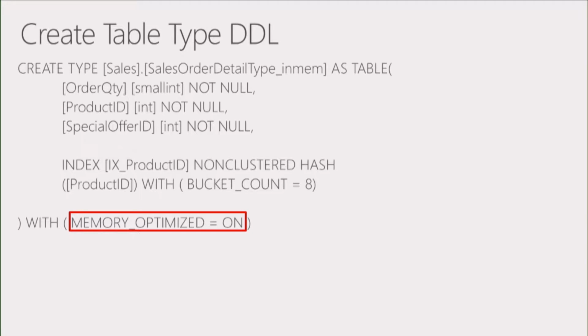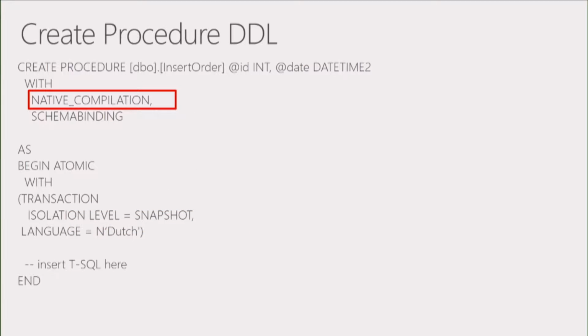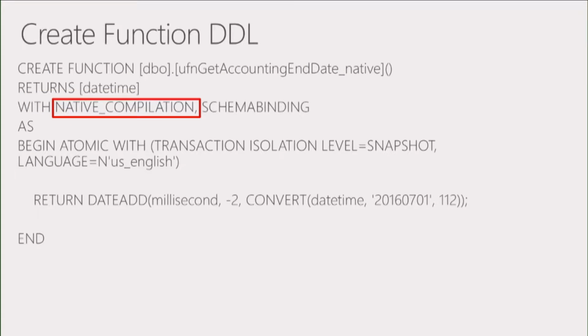And then we have, for the native compilation piece, the natively compiled stored procedures, which have the business logic. So this is your transactions, your DMLs, your selects, your control of flow. You have the keyword native compilation to indicate you want to use that. And similarly for scalar user-defined functions. So these are the two types of natively compiled T-SQL modules that we support today.